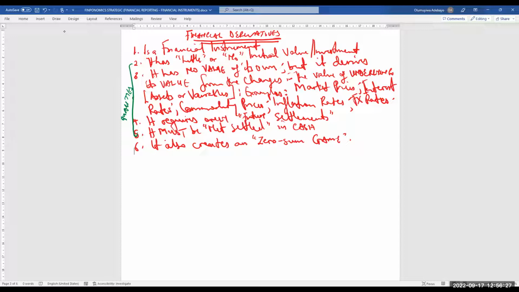And the party that gains has created the derivative asset. The party that loses has created a derivative liability, which means party A that has a derivative asset as a financial asset is a gaining party. Party B that has a financial liability as derivative liability is a losing party. And lastly, as I said, it requires only future settlement. What it simply means is that that settlement is what will be made at a later date, even though the transaction has been entered into at an earlier date. And that is the position of derivative.